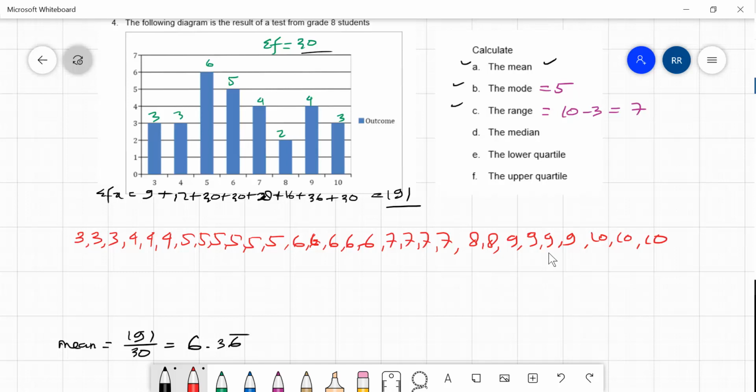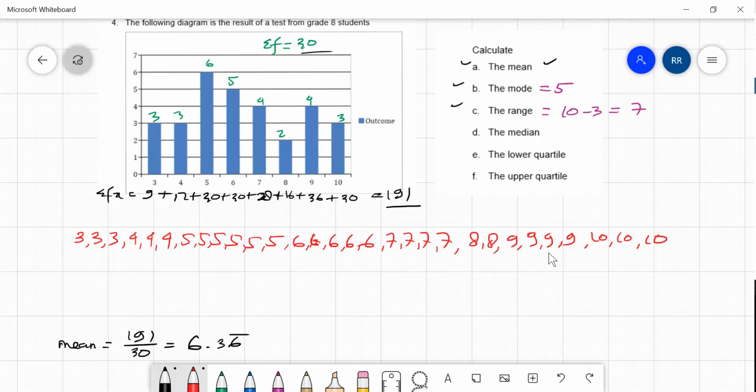Now, to find the median, lower quartile, and upper quartile, you do the same thing like number 1. Remember, guys? As long as you know that this has 30 data, what is the middle of 30? The simplest method: we have 30 data, which means half of this is 15. So you need to have 15 data on the left side and 15 data on the right side.